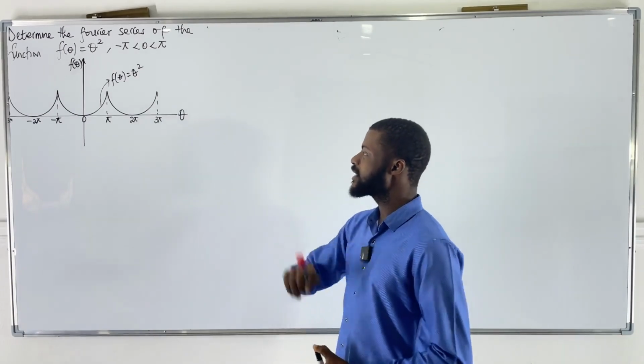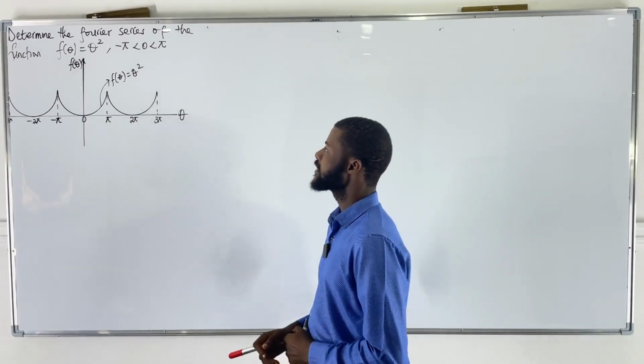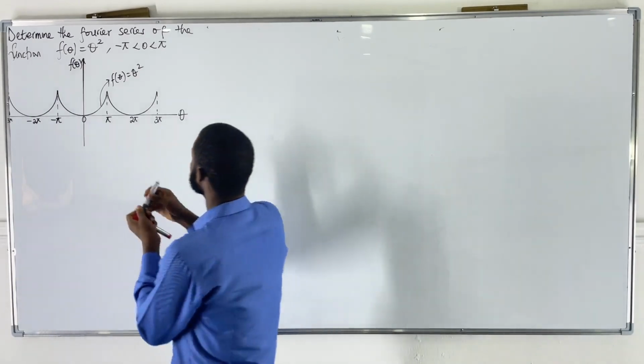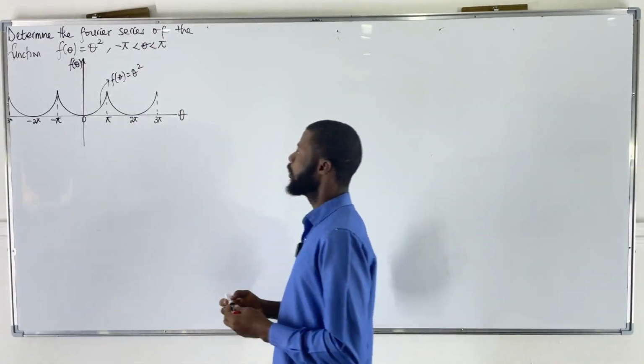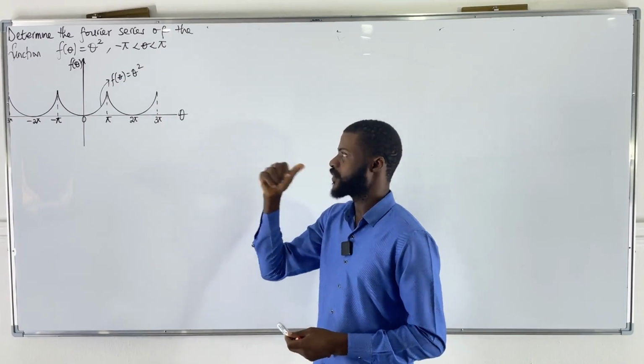All right, now let's get started with this very problem. It's looking kind of funny. Hold on, let me put this. There's supposed to be a theta here. All right, so we're asked to determine the Fourier series of this function.